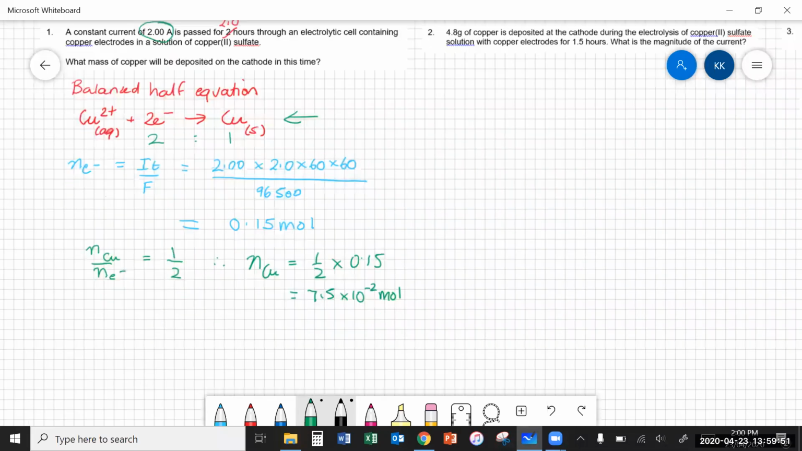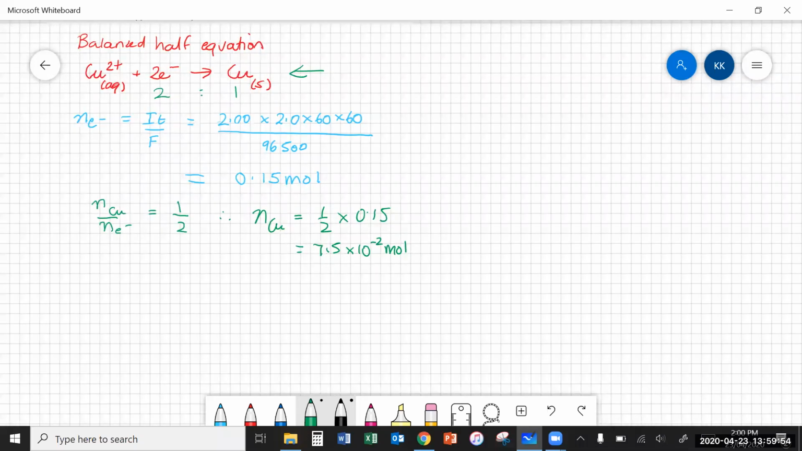Now that you've got the moles of copper, you can easily convert that to mass simply by multiplying by the molar mass of copper. So mass of copper is equal to moles times by molar mass, which is 7.5 times 10 to the minus 2 times by 63.55. And that comes out to, plug and chug with your calculator, 4.7 grams. Okay, so that's the first kind of question, where you start with the electrical data and you'll work your way through to the mass data.